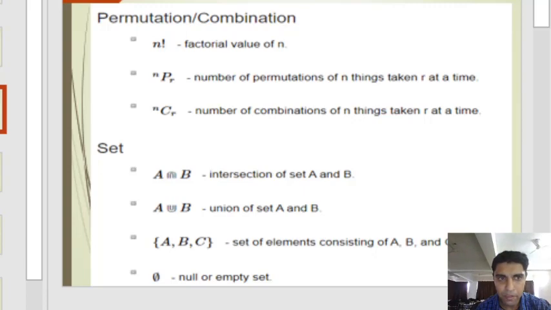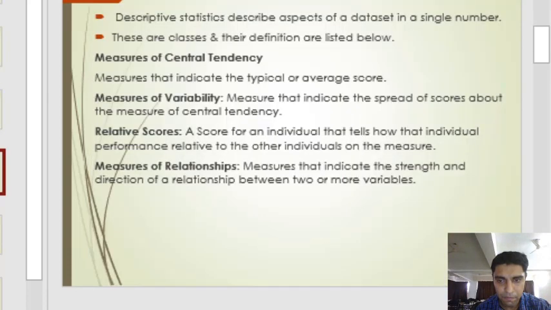Permutation and combination. n factorial is factorial value of n. nPr is for number of permutations of n things taken r at a time. nCr for number of combinations of n things taken r at a time. A intersection B is intersection of sets A and B. A union B is for union of sets A and B. {A, B, C} is for set of elements consisting of A, B, C. Phi is for null or empty set.